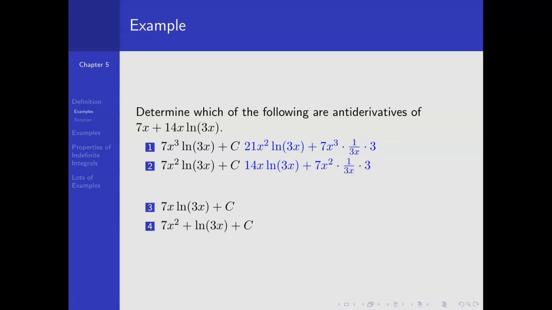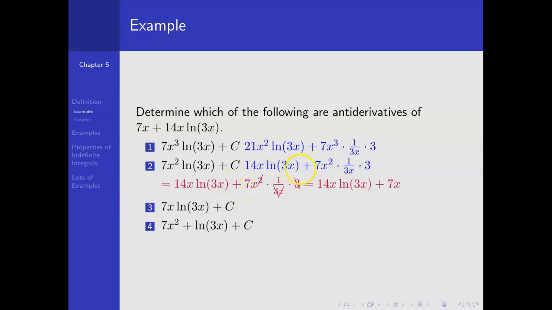Next term, when we take the derivative, we get a 14x natural log of 3x plus 7x squared times 1 over 3x times 3. This is from the derivative of natural log of 3x. We'll come back to that. It's a possibility. Oh, no, we're going right ahead with that.